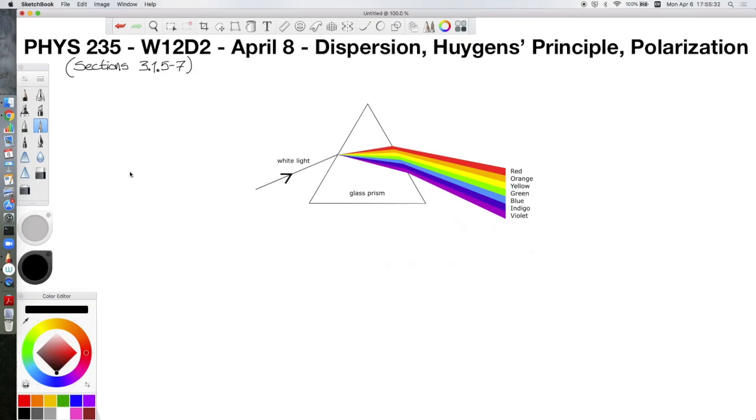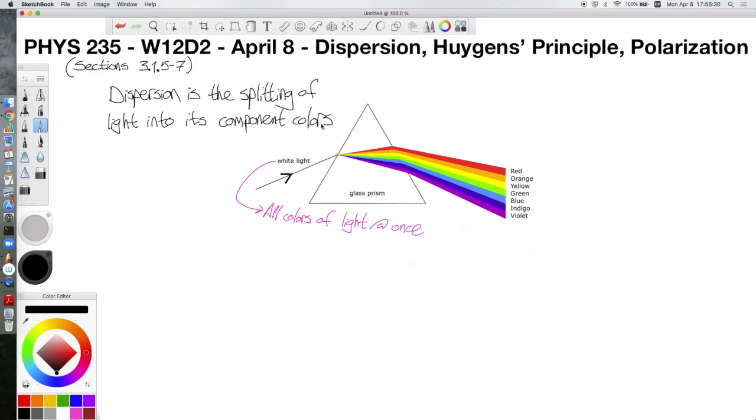So first, dispersion. Dispersion is the process that produces rainbows. It is the splitting or spreading out of white light into its component colors, where white light is a combination of all of the colors of light at once. And it is the process of dispersion that causes rainbows to happen.